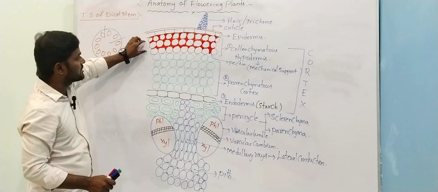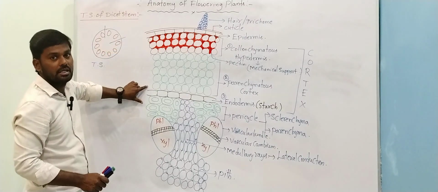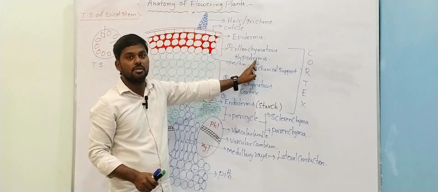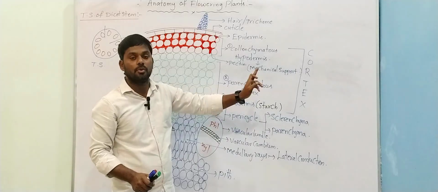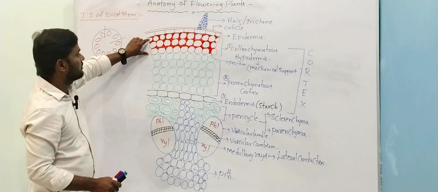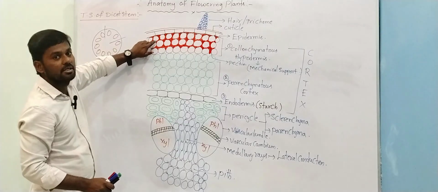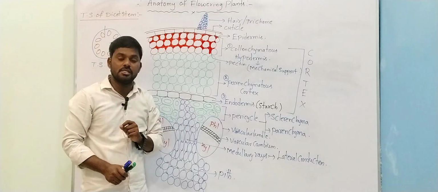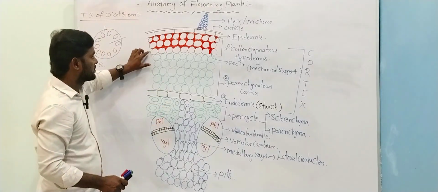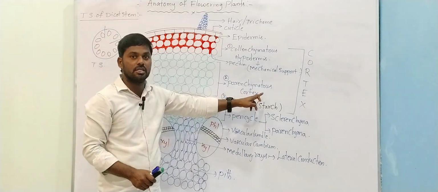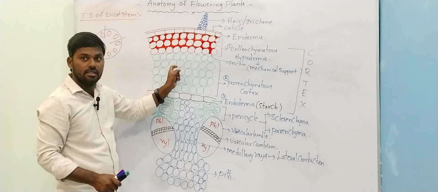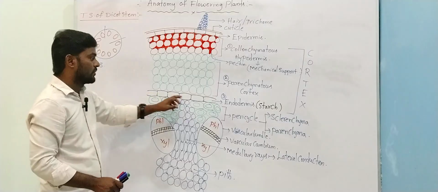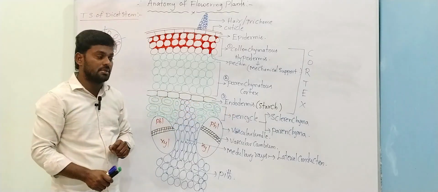Next, just beneath the epidermis, the next layer is called cortex. Cortex is made up of three zones. First zone is the collenchymatous hypodermis. The main function of the hypodermis is to provide mechanical support. And between these collenchymatous cells, pectin material is deposited. So due to the presence of pectin material, intercellular spaces are absent. And the second layer is called parenchymatous cortex. These cells are loosely arranged. Here the intercellular spaces are present. And the inner layer of the cortex is called endodermis. Starch is deposited in this endodermis.